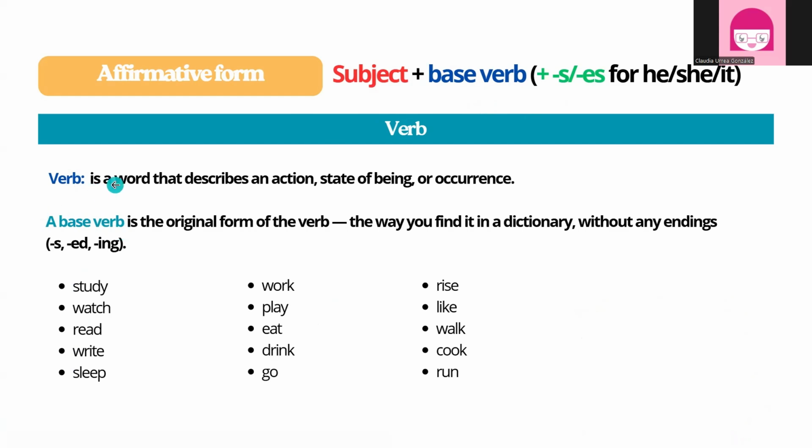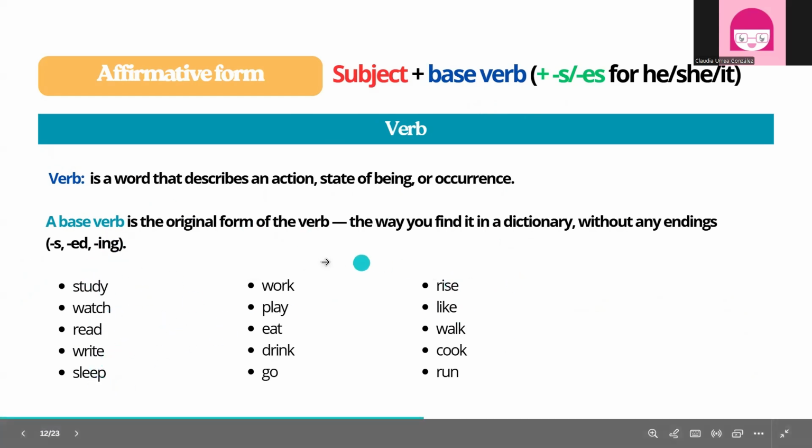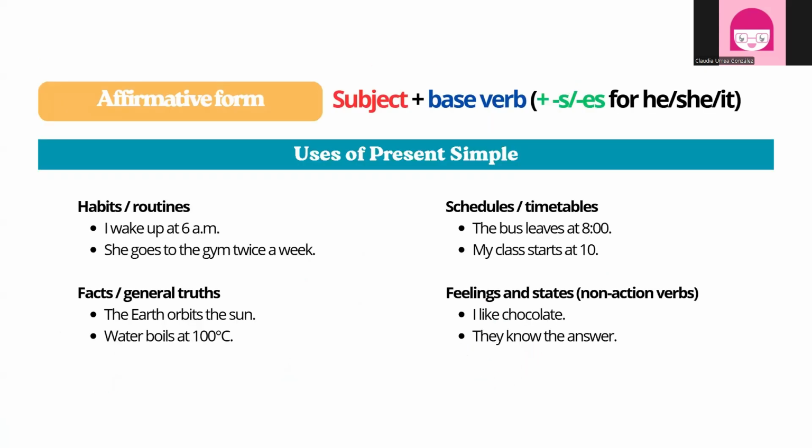Well, let's check it out. First, a verb is a word that describes an action, state of being, or occurrence. A base verb is the original form of the verb, the way you find it in the dictionary without any endings: S, E, D, I, N, G. Let's check these examples like study, watch, read, write, sleep, work, play, eat, drink, go. Then also walk, cook, run. Perfect.